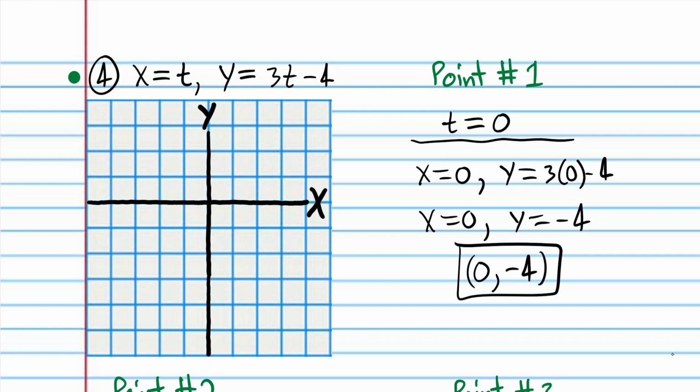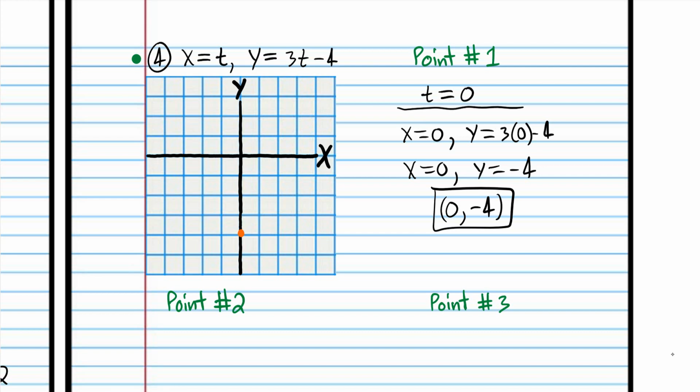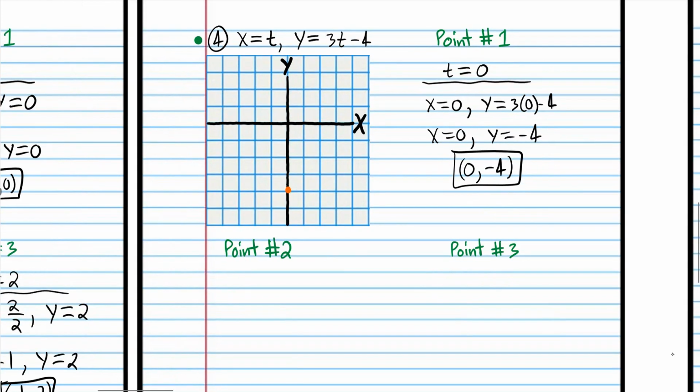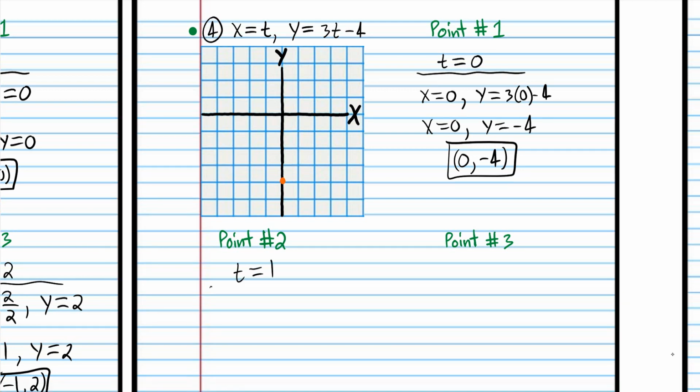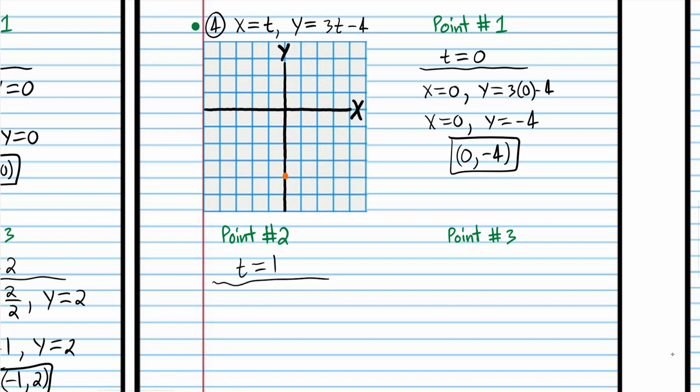So let's plot that. That's about there. And we can choose maybe t is equal to 1. And so x is 1 and y is 3 times 1 minus 4. So the point is 1, negative 1.